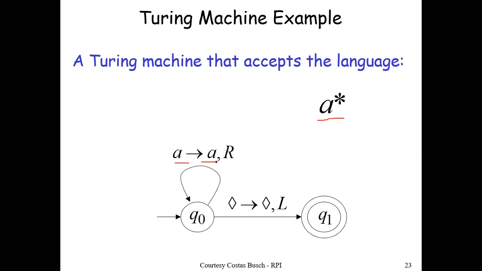Read A, write A, move right. You will read as many A's as there are, and keep moving right, right, right, right, up to the diamond symbol. It means the number of A's is finished. You read diamond, write diamond, and move left to the last A position, and then you are in the final state. It's a simple Turing machine for the A star language.